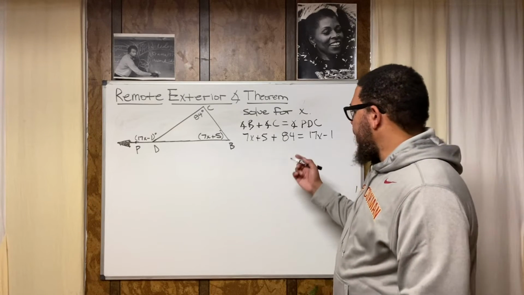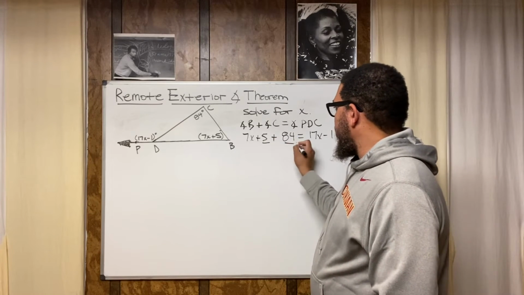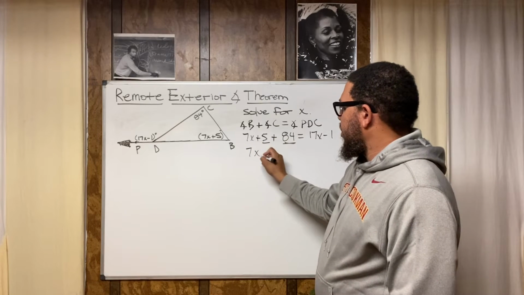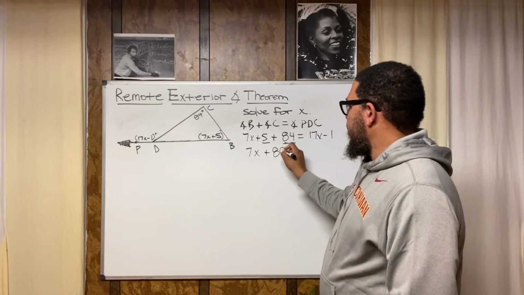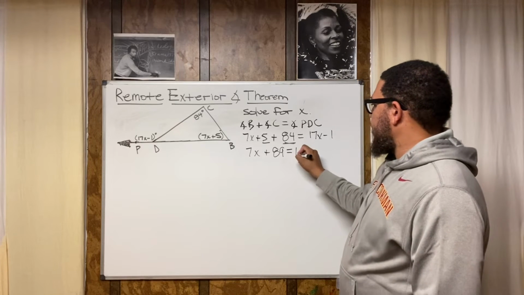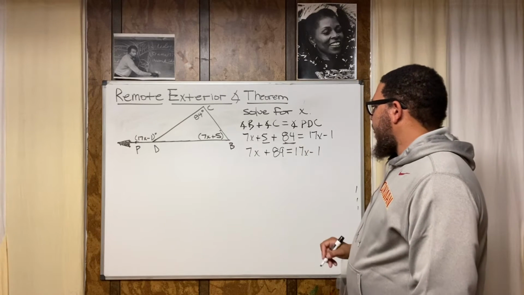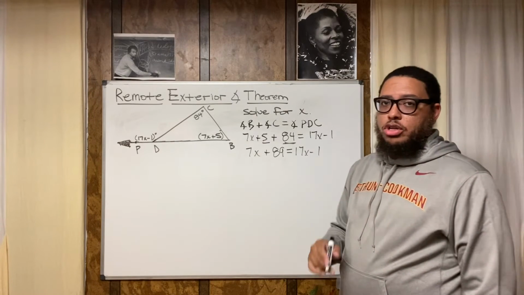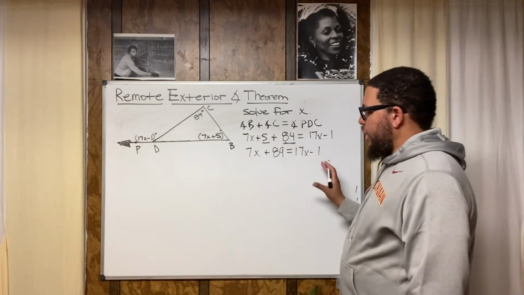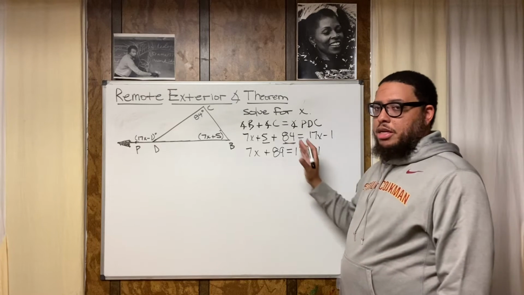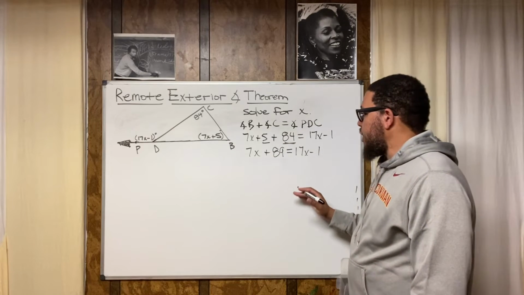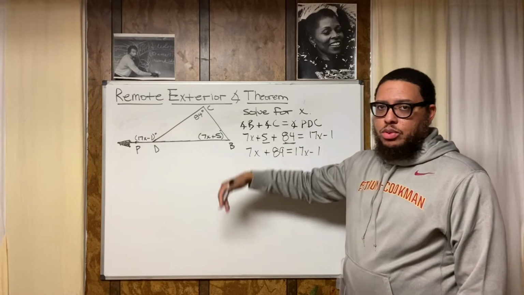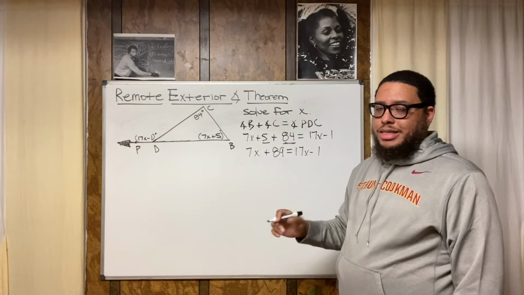I might start off by combining like terms on the left-hand side. I add this 5 with this 84, so now I have 7x plus 89, and still 17x minus 1 over here. Then I'm going to do something called transposing. There are many mathematically sound ways to solve equations. Transposing is when you pick up a term and move it to the other side of the equal sign. It's a shortcut.